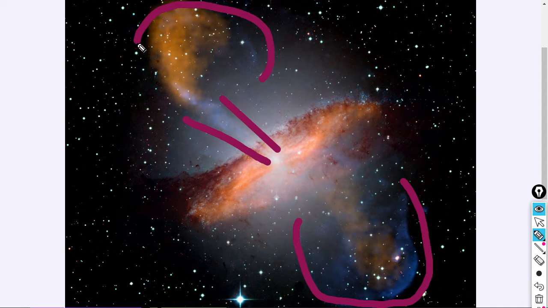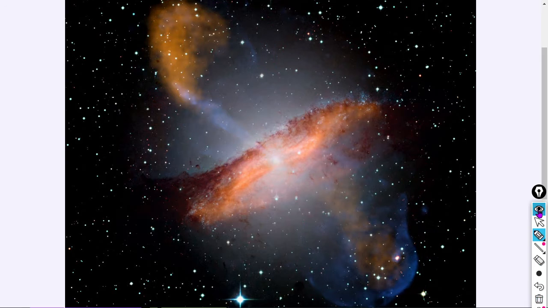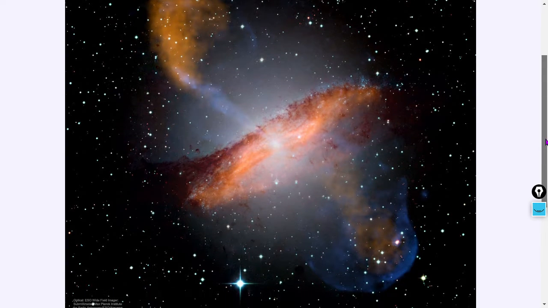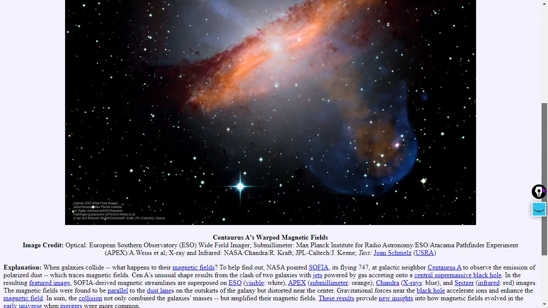What you're looking at here is a composite image, so we've got various different observatories looking at this. The ESO is visible, that's the white colored portion. The APEX, which is a 747. Now that's the SOFIA, rather. So the APEX would be orange, Chandra is blue, Spitzer is red, that's infrared light.